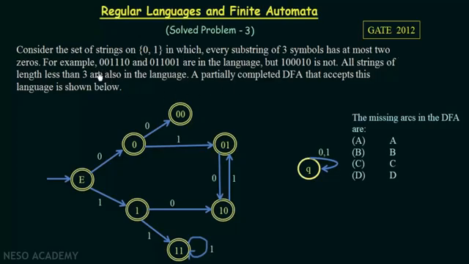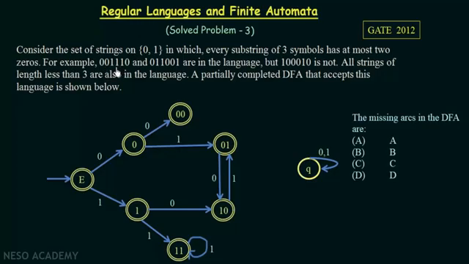For example, let us see this string, 001110. If I take any substring of 3 symbols, that means any combination of 3 consecutive symbols, it will have not more than 2 zeros, right? Let's say I take the first 3 symbols, 001. In these 3 symbols only 2 zeros are there. Or let's say I choose the second, third and fourth symbols. Then it is 011, so we have only 1 zero in it.